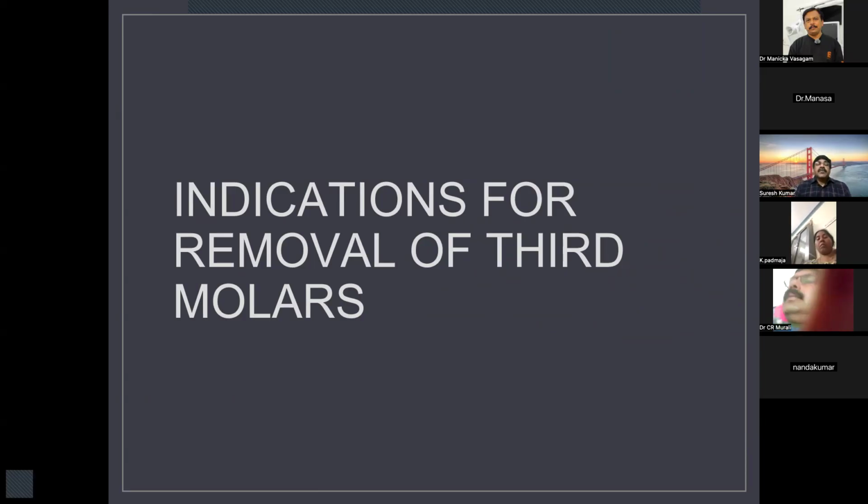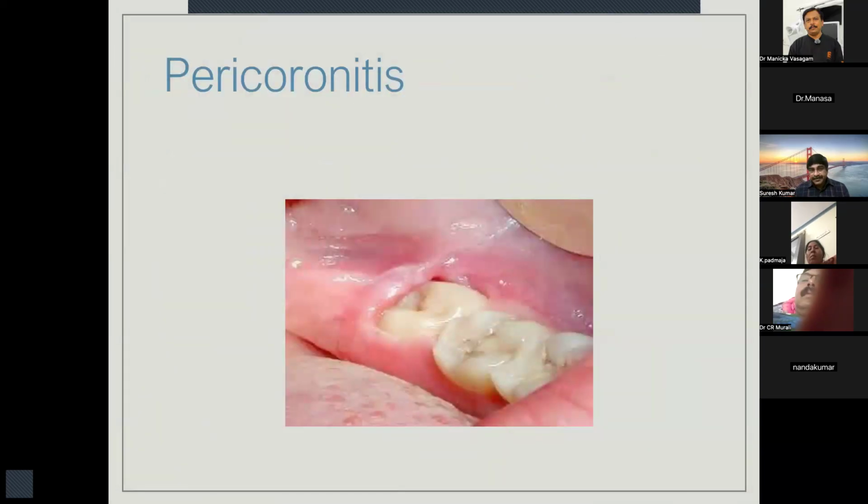So, what are the indications for removal of the third molars? It has become a very routine practice for everybody to advise surgical removal of impacted third molars routinely. Okay, because there are some issues caused by the impacted tooth. So, what are they? What are the indications? Let's see one by one.